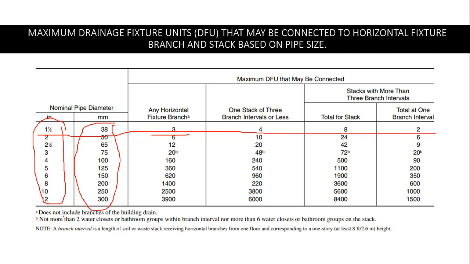A does not include branches of the building drain. Not more than 2 water closets or bathroom groups within branch interval, nor more than 6 water closets or bathroom groups on the stack. Let us remember that the branch interval is a length of soil waste stack receiving horizontal branches from one floor and corresponding to a one story at least 8 feet over 2.6 meter height.